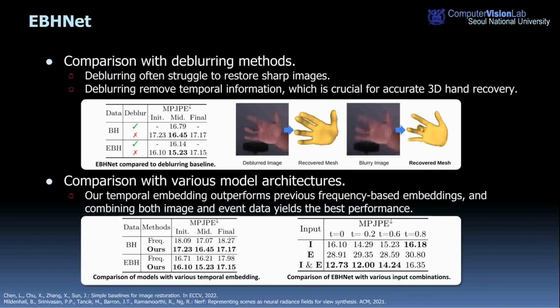We evaluate EBNet's ability to generate 3D hands from blurry images by comparing with previous deblurring methods. Incorporating a deblurring network before EBNet shows that EBNet outperforms this approach, as deblurring often loses important temporal information needed for accurate 3D hand reconstruction. Unlike deblurring, EBNet effectively uses temporal data to generate 3D hands at multiple time steps. The table also compares our temporal embedding, which concatenates and processes temporal data, with traditional frequency encoding, consistently outperforming it on both blurhand and EBH datasets. Combining images and event streams yields the best results, while events alone degrade performance.